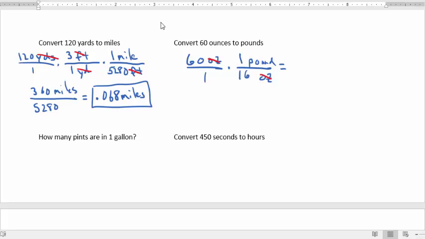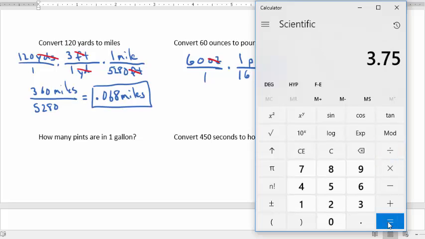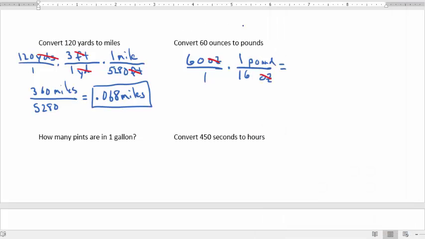And then here, what you're really doing is 60 times 1 divided by 16. So you're really just doing 60 divided by 16. So 60 divided by 16 is going to give us 3.75. So in this case, it's a nice exact decimal. So 3.75, and pounds is what was left, and that's what we wanted. So it's 3.75 pounds.